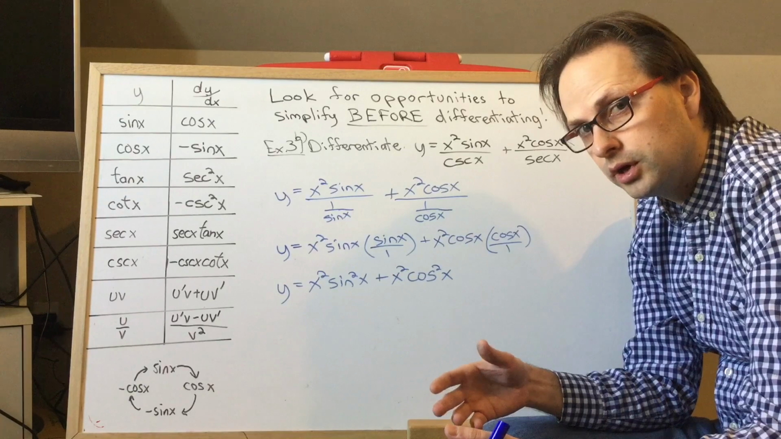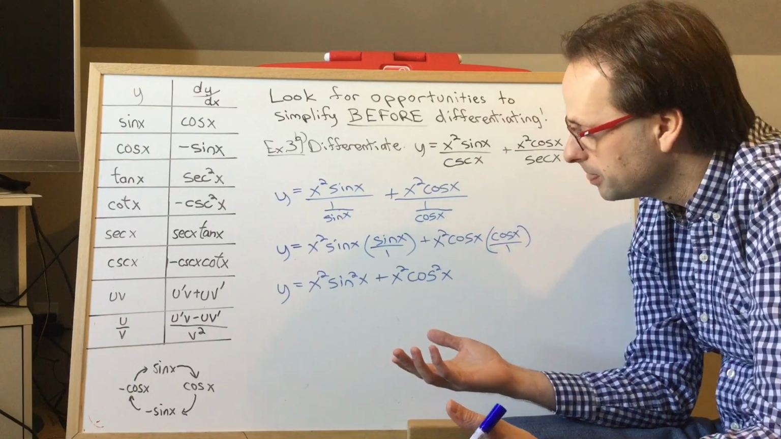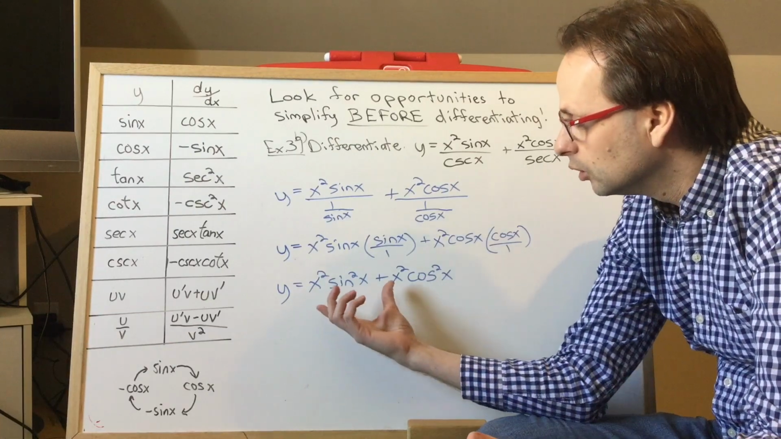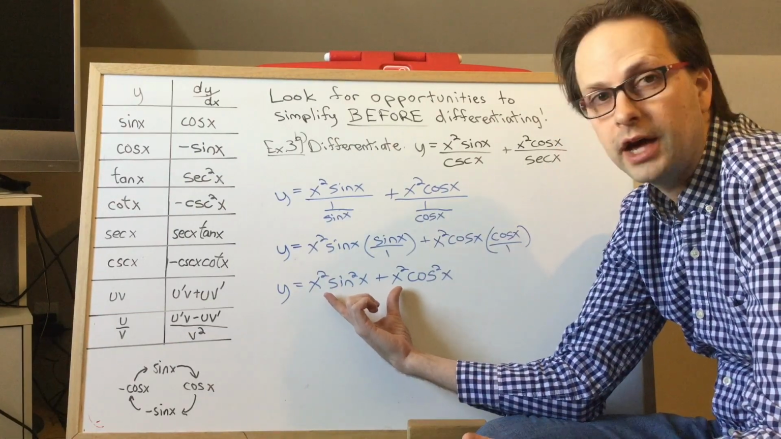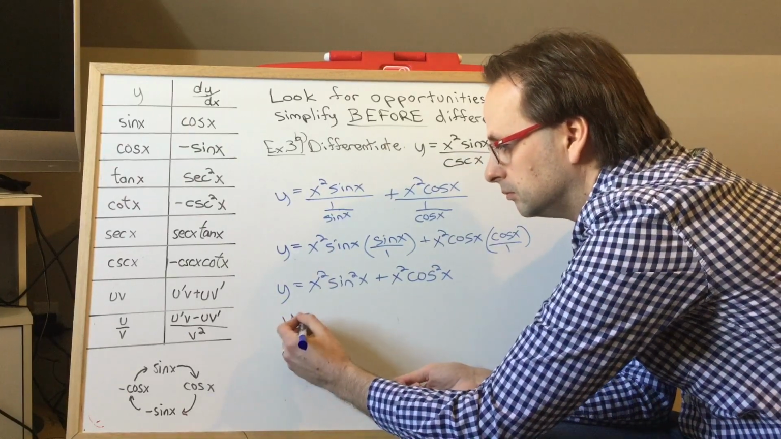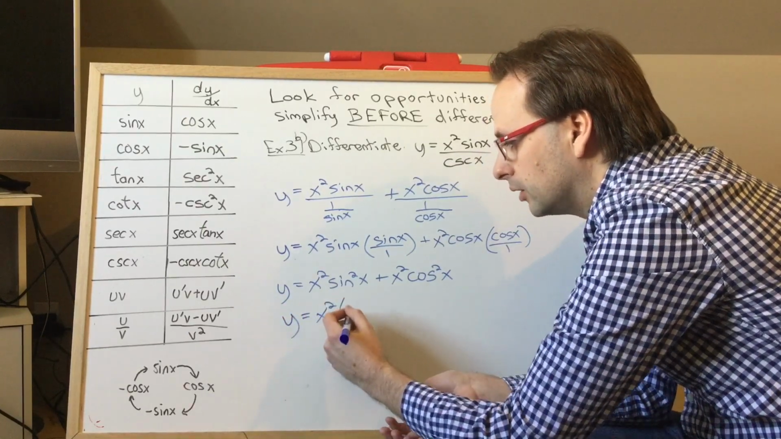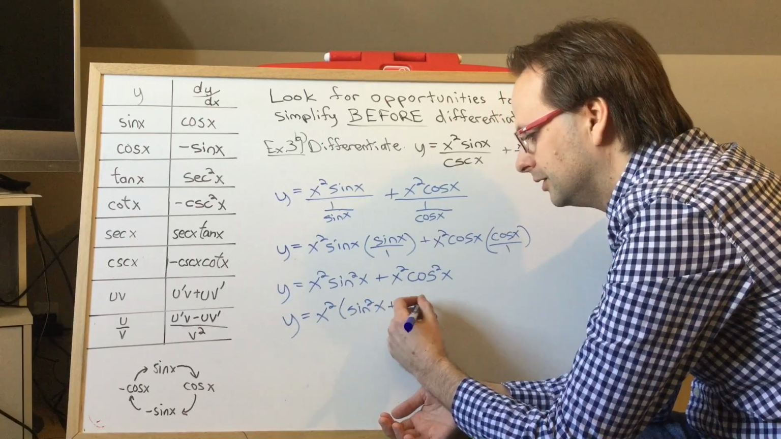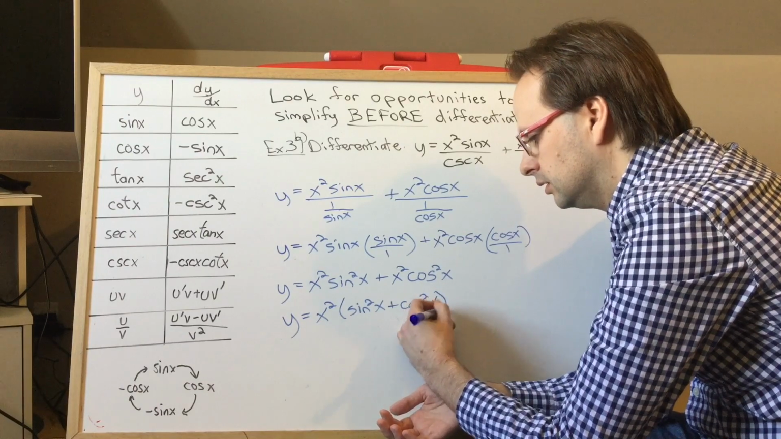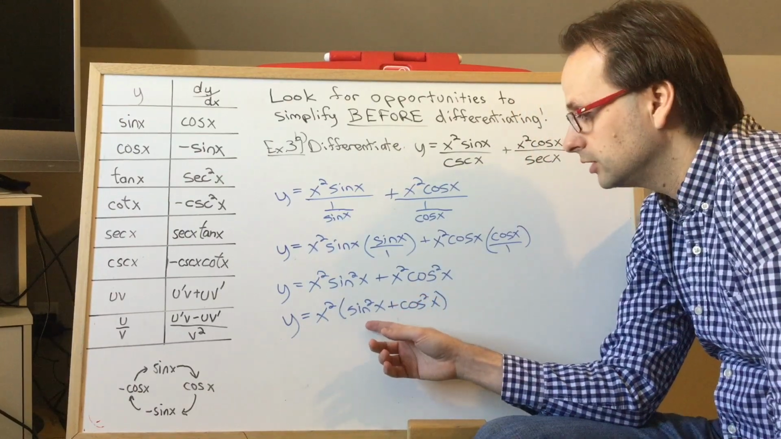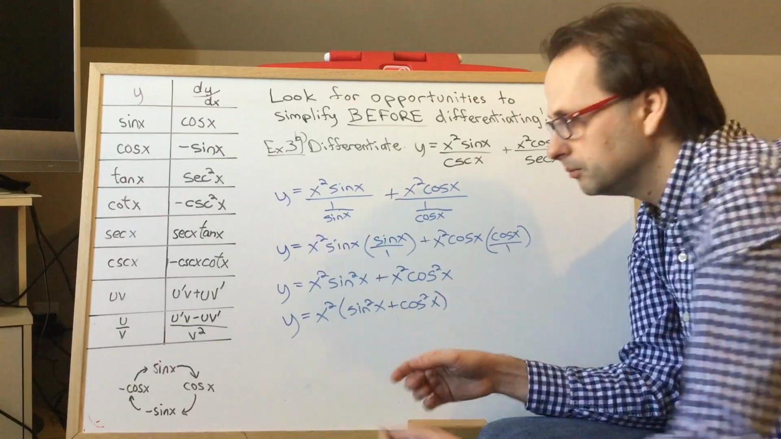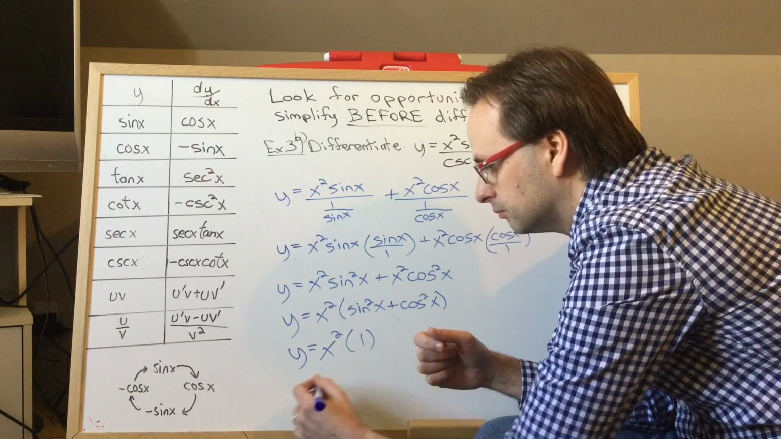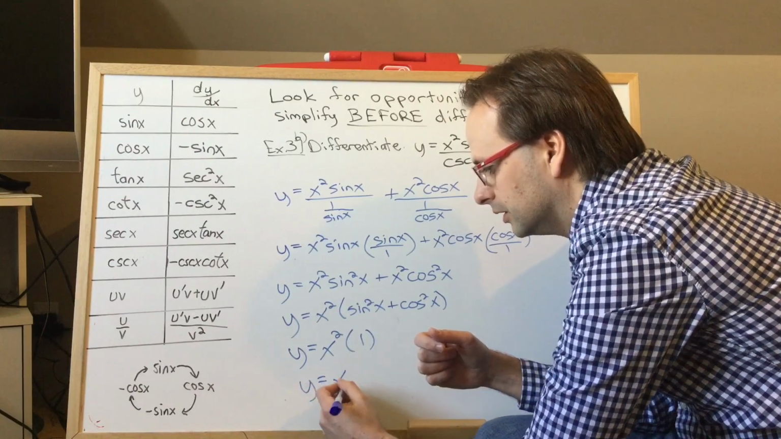But it would be nice to put it in an even more pleasant form from here. And what you might notice is that you can do another common algebraic operation. You can factor. So x squared can come out. And that's going to leave us with sine squared plus cos squared. And the gag here is that sine squared plus cos squared is just 1. So y equals x squared times 1. Or y equals x squared.